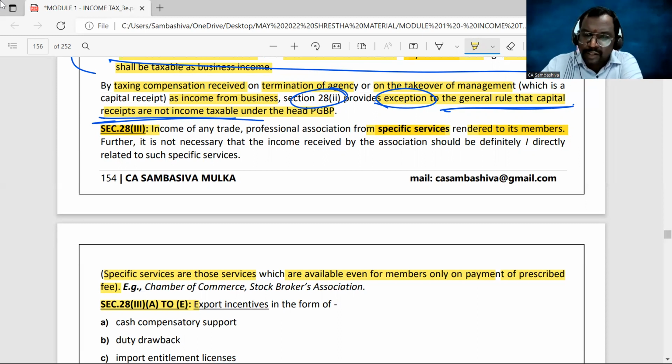So by rendering the specific services, let us assume that there is a seminar on GST, the latest developments and the latest amendments by the Finance Act 2021. And the seminar fee is some 1,000 rupees per member. Let us assume that by conducting that seminar, ICAI has collected some 5 lakh rupees. Now, whether the entire 5 lakhs is taxable?